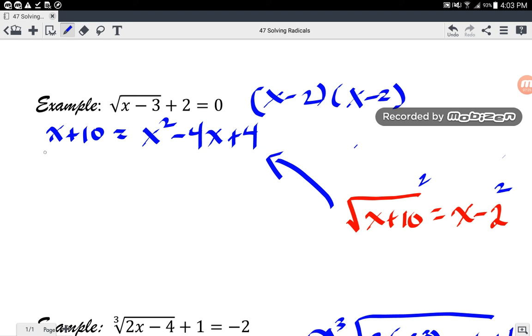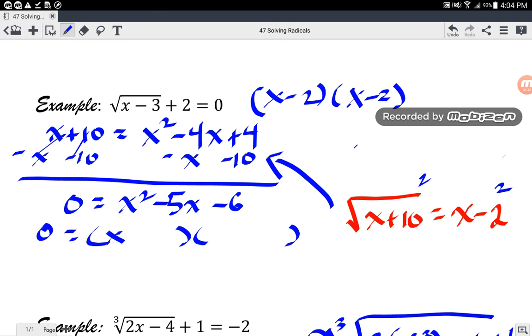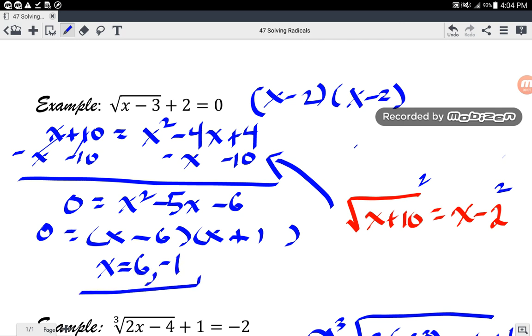Get everything alone on one side of the equal sign. I would do that by subtracting x and subtracting 10. So this turns into 0. I'm left with x squared minus 5x minus 6. I'm going to factor this, looking for numbers that multiply to negative 6 and add to negative 5. And it's not 2 and 3, it is negative 6 and positive 1. Set each factor equal to 0 and solve, and I get positive 6 and negative 1.